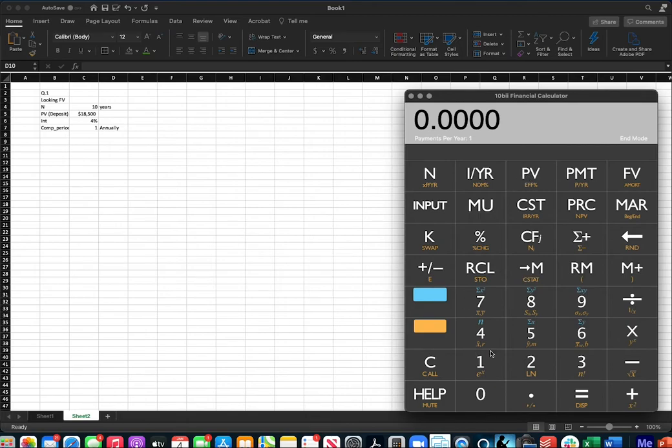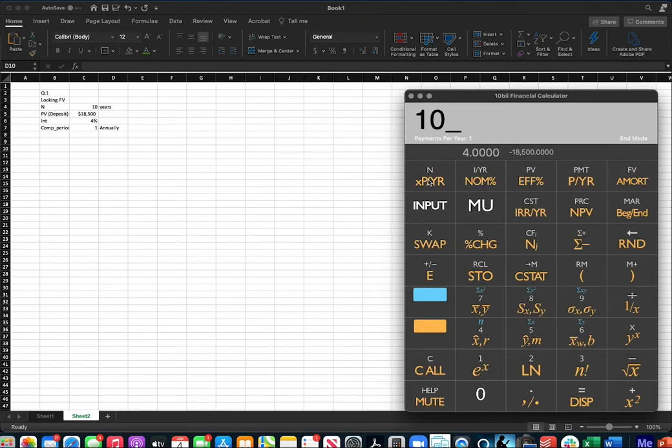We have our present value, which is 18,500, and remember, we want to take either present value or future value and make it negative. Since we want to find future value, let's make present value negative. You can see right there that it's plugged in. Our interest rate is 4%. Our periods is 10, and we'll hit 10, Shift, X periods per year.